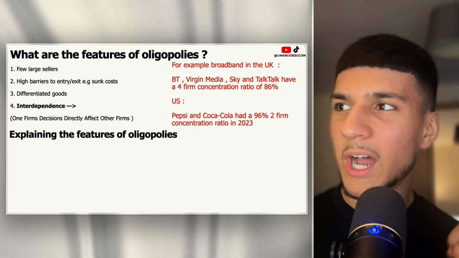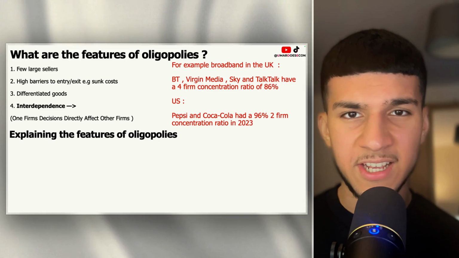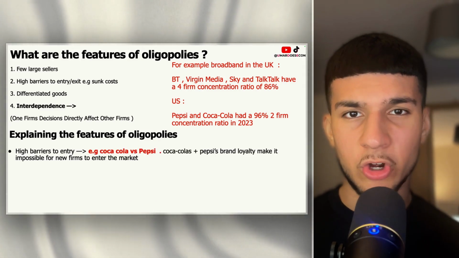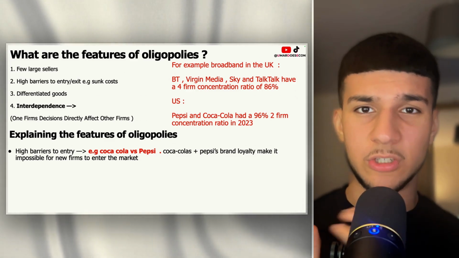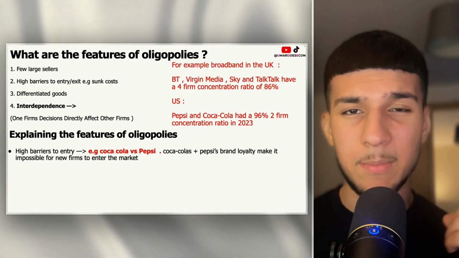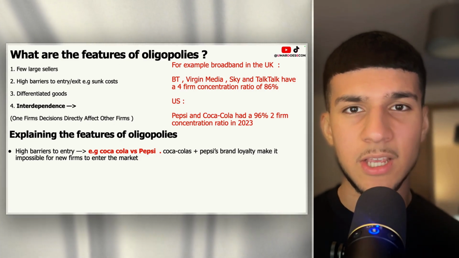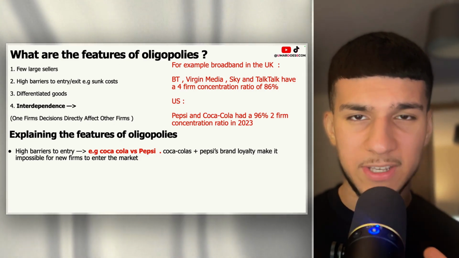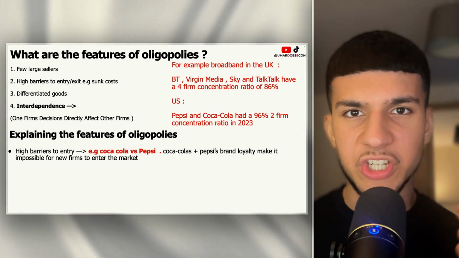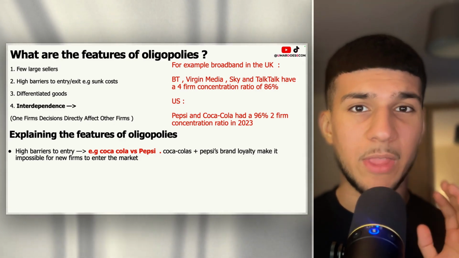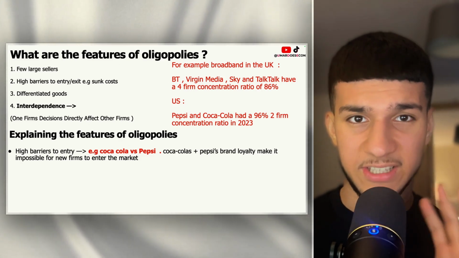Then secondly, high barriers to entry and exit. Now, we've learned quite a few barriers to entry, but let's take the example of brand loyalty. Coke and Pepsi, as you'll know, have very high brand loyalty. Therefore, how does that affect new firms entering the market? It makes it almost impossible for a new firm without any reputation to make any sales because Coke and Pepsi's branding is so strong. Now, still using the Coke and Pepsi example, differentiated goods. As you know, Coke and Pepsi are very similar, but they're definitely not the same, so they taste slightly different.